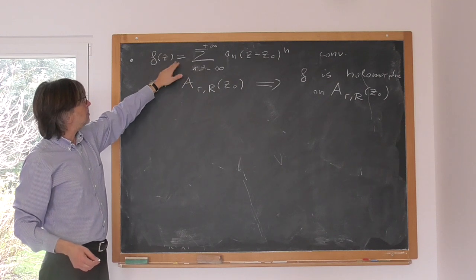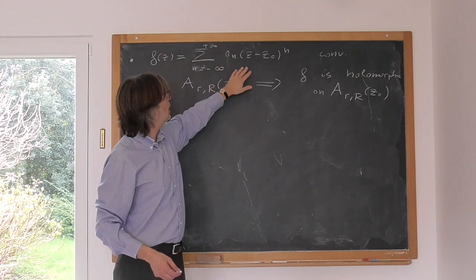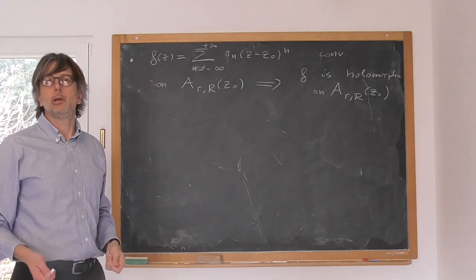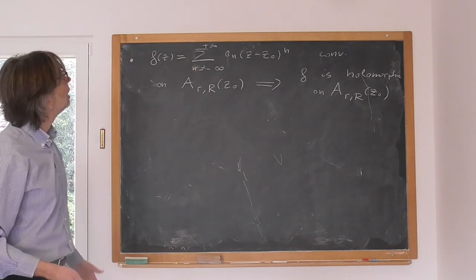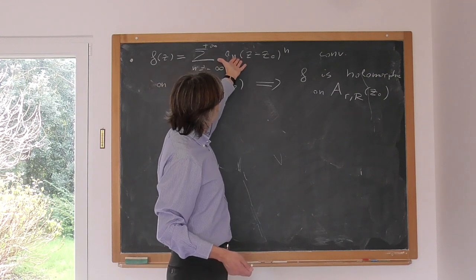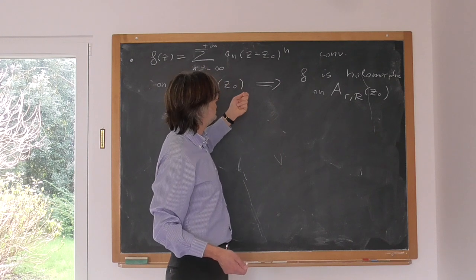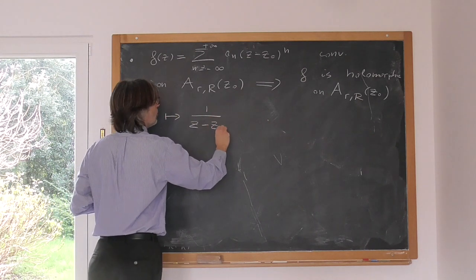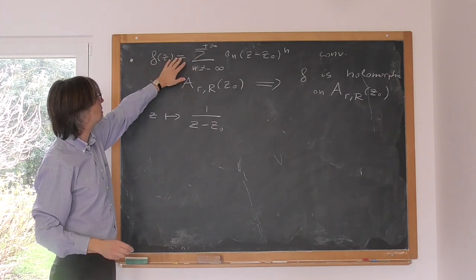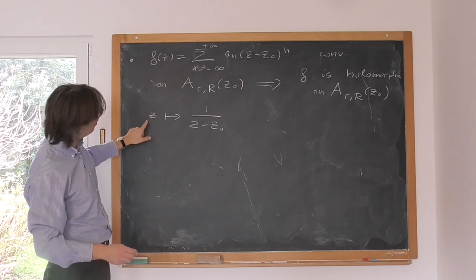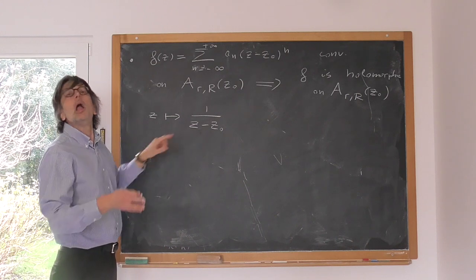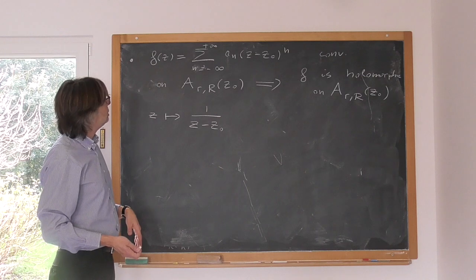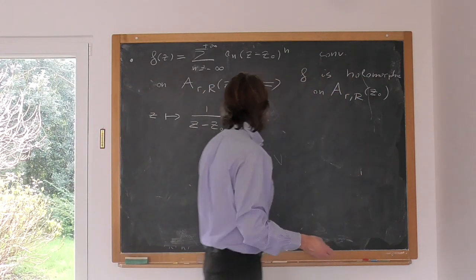What's the meaning of this Laurent series? This is the sum of two parts, the regular part and the principal part. The regular part is just a usual power series, and we know that sums of power series are holomorphic functions. The principal part is a power series composed with the map sending z into 1 over z minus z_0. So it is a holomorphic function composed with this function, which is also holomorphic. And we know that the composition of two holomorphic functions is holomorphic. Therefore, Laurent series define holomorphic functions on the annulus of convergence.